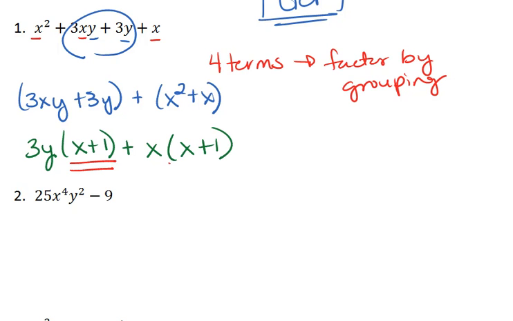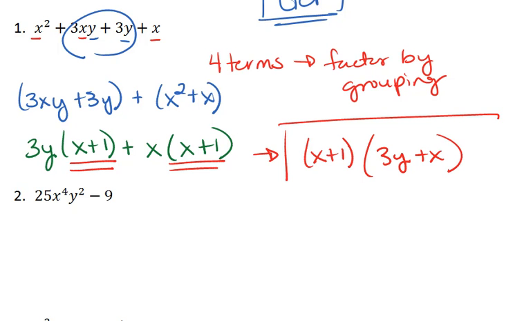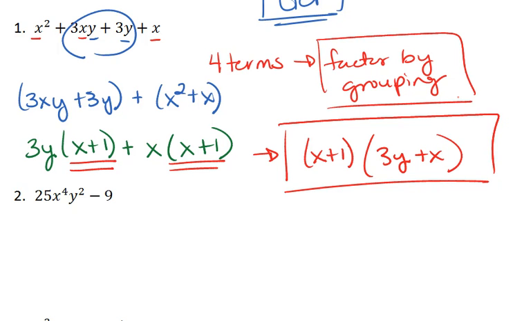Notice, both left behind an x plus 1, meaning we can now factor out x plus 1. That leaves behind 3y plus x. And there is your final answer. And this one was factor by grouping.